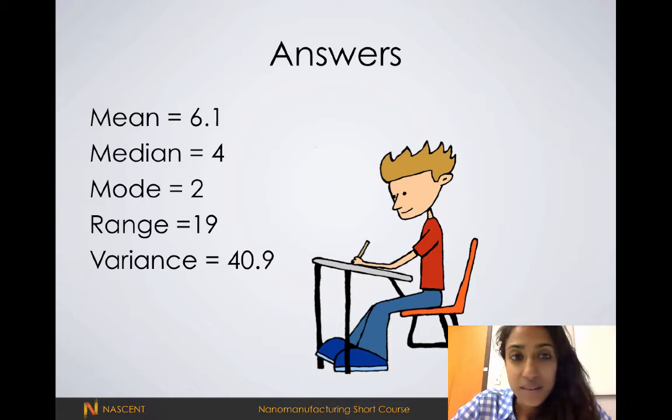So here we have the mean is 6.1, the median was 4, the mode was 2, the range was 19, and the variance was 40.9. I don't have it on here, but to calculate the standard deviation of this data set, you would actually take the square root of the variance.